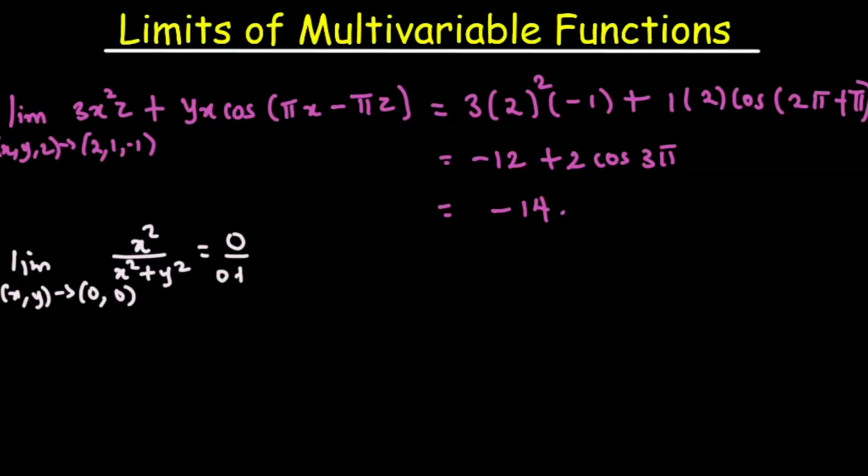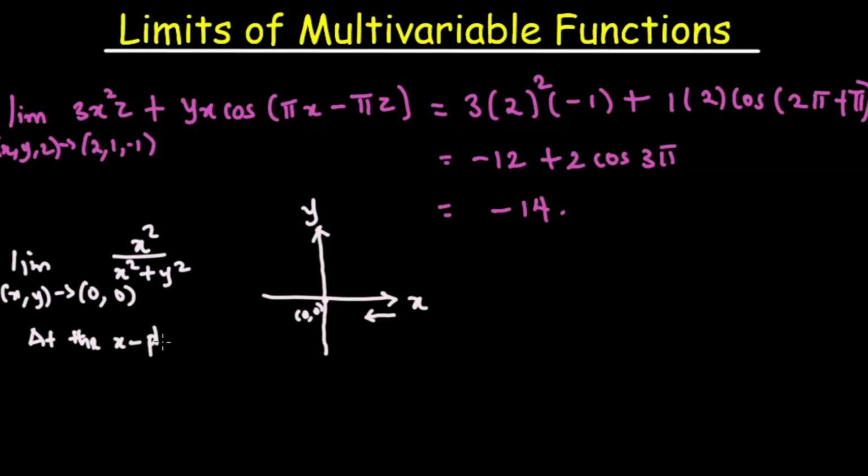So let's see. We're going to approach from different directions. Let's say this is our xy plane, and then we have, okay, this is x, this is y, and this is the origin. At the origin we have 0, 0. Now when we approach the origin along the x direction, I think that's a much better way to put it, we're going to say that y is equal to 0.